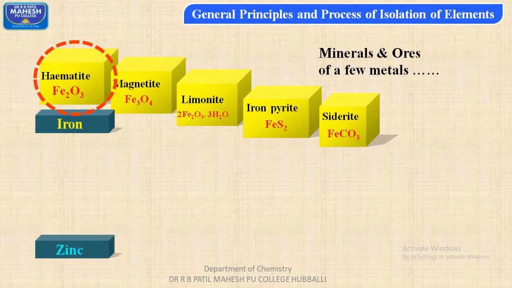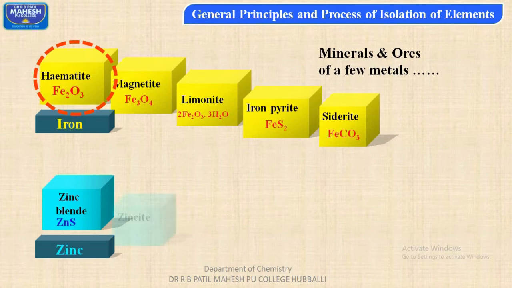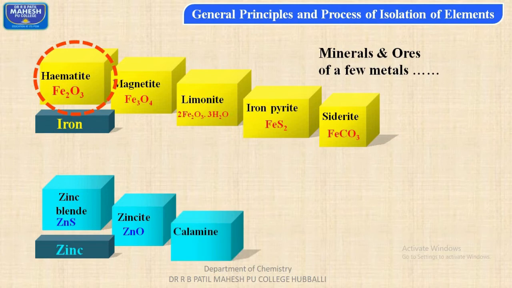So next we shall be considering the minerals of zinc. So the first mineral of zinc is zinc blende, that is zinc sulfide. Second mineral is zincite, formula zinc oxide. And the third mineral, calamine, which is zinc carbonate. So students, among these 3 minerals, the first one, that is zinc sulfide, is considered as an ore of zinc.